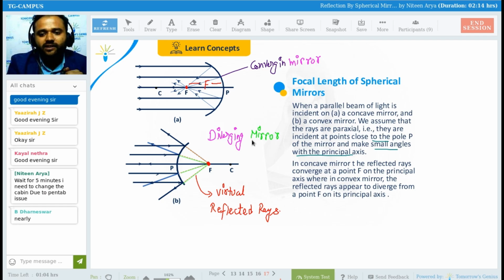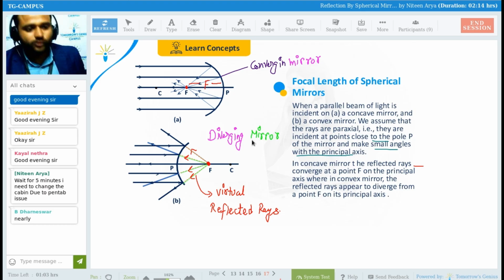Simple as that. In a concave mirror, the reflected rays converge at a point F on the principal axis, whereas in a convex mirror, the reflected rays appear to diverge from a point F. As you can see, they appear to diverge from this particular point of focus, and that is why it is known as a diverging mirror. And that is why the other is known as a converging mirror. Is this clear, everyone? Please turn on your cameras, everyone. Is this clear, beta, everyone?